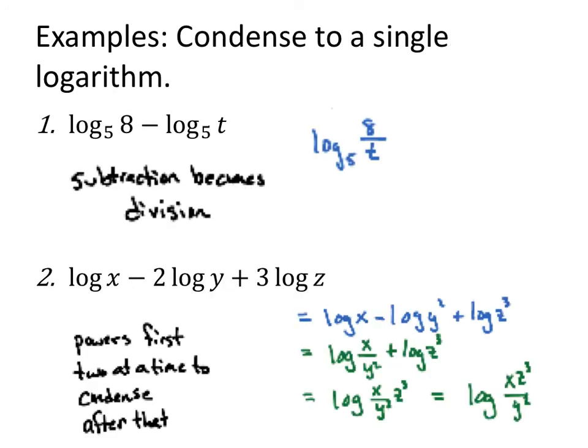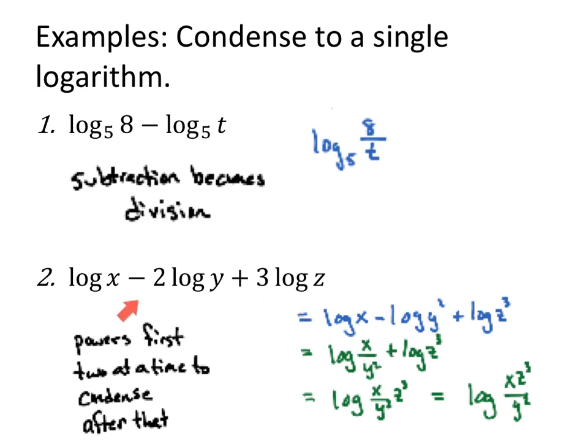But more frequently, we're going to go the opposite way. We're going to condense to a single logarithm. Log base 5 of 8 minus log base 5 of t. The instruction is very important. A single logarithm, so your answer needs to write 1 L, 1 O, 1 G. In this case, it's log base 5. Subtraction, I know that turns into division. So it's log base 5 of 8 over t.